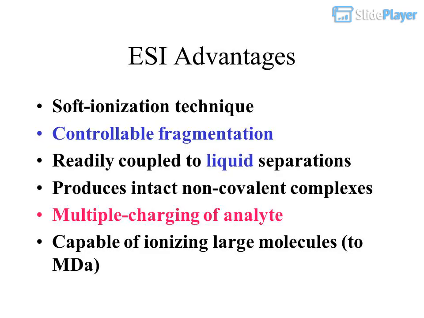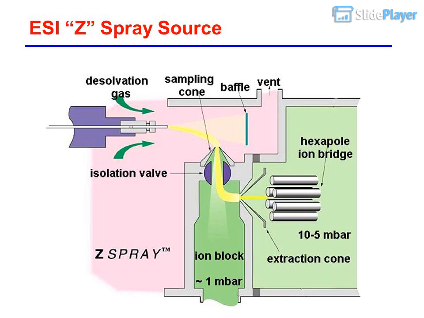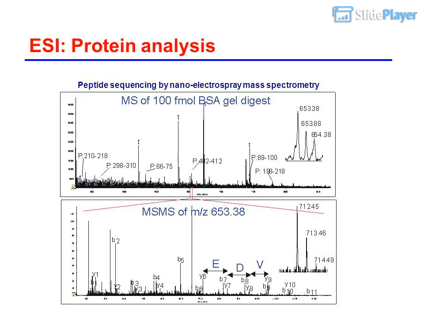ESI advantages: soft ionization technique, controllable fragmentation. Readily coupled to liquid separations. Produces intact non-covalent complexes. Multiple charging of analyte. Capable of ionizing large molecules. ESI ion sources: old ESI design, ESI Z-spray source. ESI protein analysis: peptide sequencing by nano-electrospray mass spectrometry.